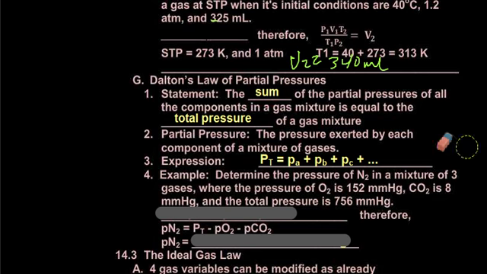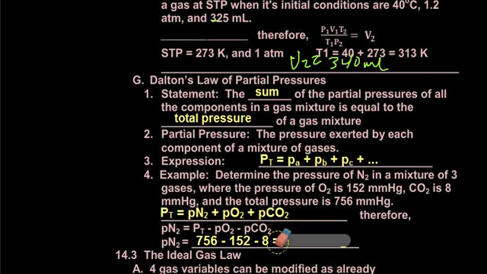The example is, determine the pressure of nitrogen in a mixture of three gases where the pressure of oxygen is 152 millimeters of mercury, carbon dioxide is 8 millimeters of mercury, and the total pressure is 756 millimeters of mercury. Because the pressure of nitrogen plus the pressure of oxygen plus the pressure of carbon dioxide all equals the total pressure, the nitrogen is going to equal the total pressure minus the oxygen minus the carbon dioxide, or 756 millimeters of mercury minus 152 minus 8, which gives us 596 millimeters of mercury.